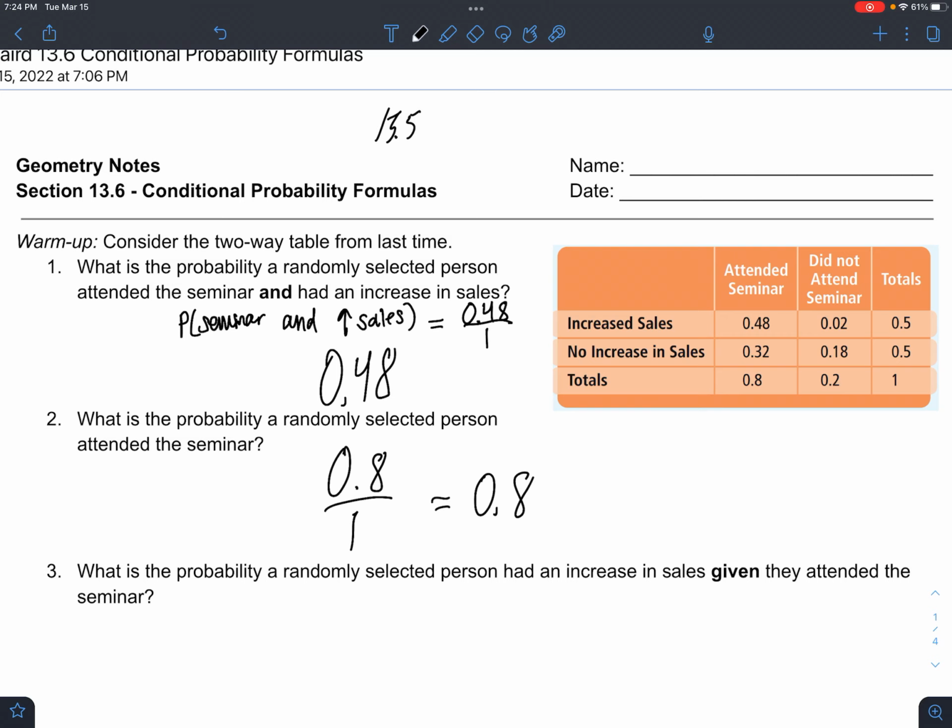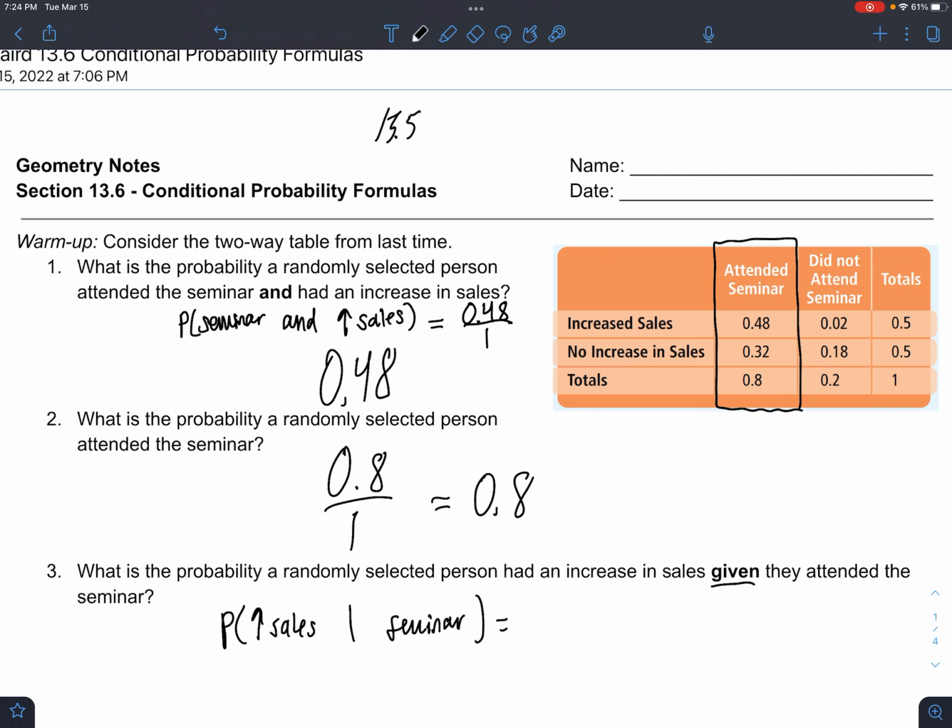Okay, and then here's the kicker. What is the probability a randomly selected person had an increase in sales given they attended the seminar? So different than the last two questions because it has given. So the way we would write that is the probability of increased sales given that they attended the seminar. So last time we learned that if we have info, we can zero in on it. If we know they attended the seminar, because that was given, just like how we've had stuff given in proofs, we can take advantage of that.